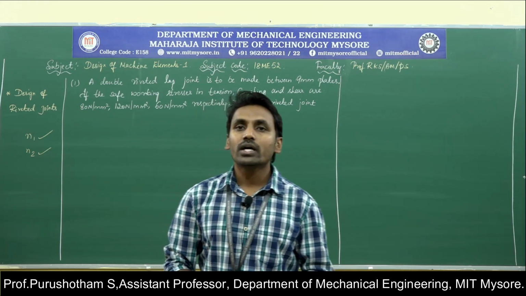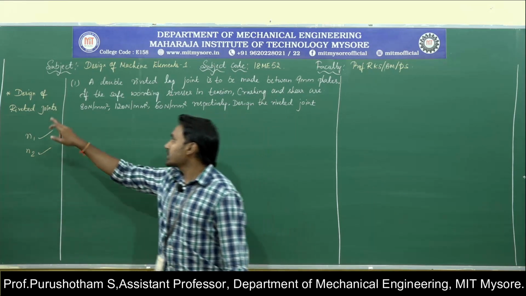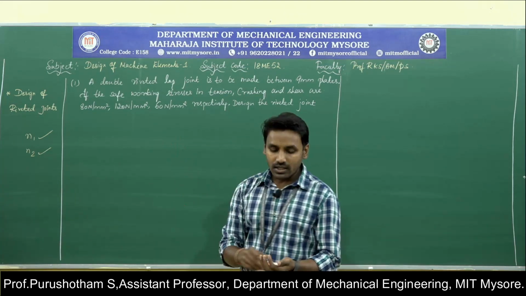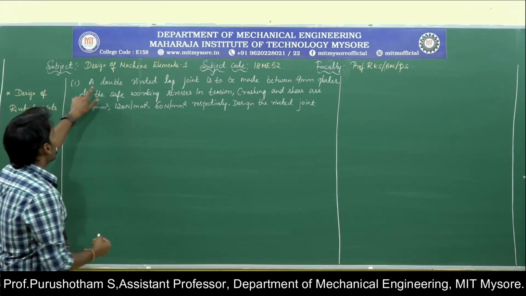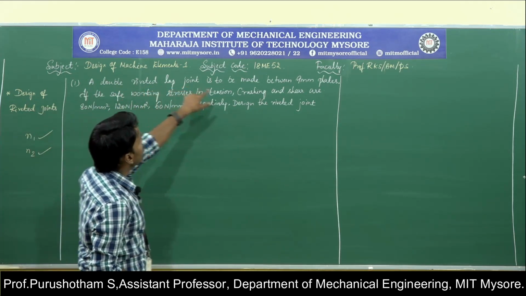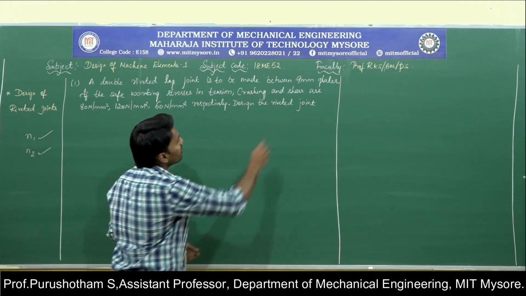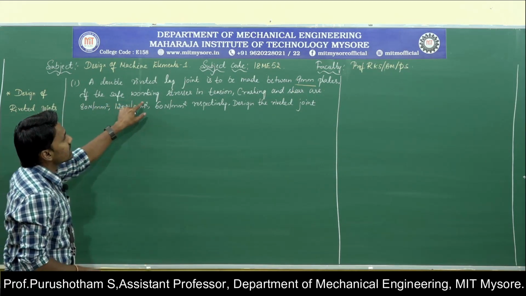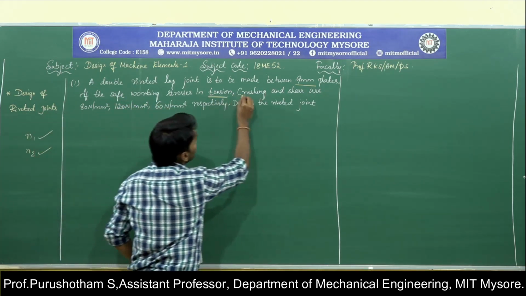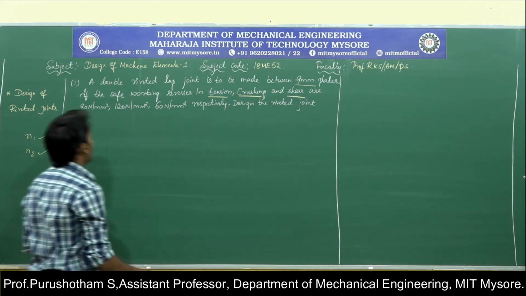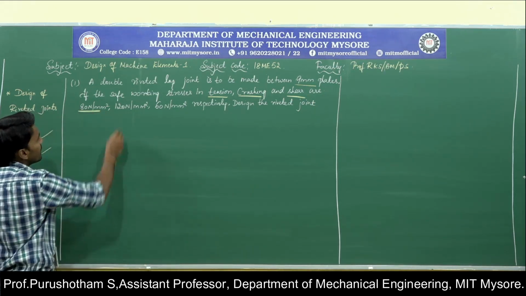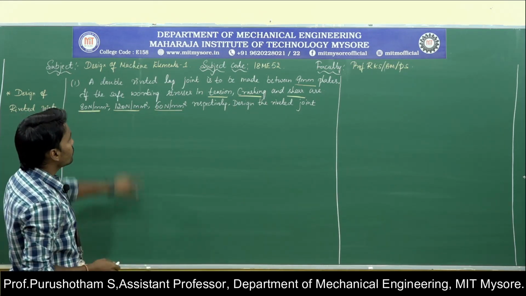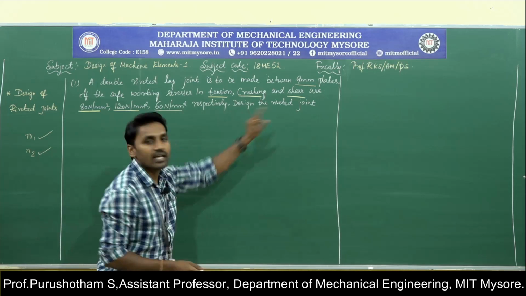So in this session we are going to design a riveted joint. For this I have taken this case. First I will read out this problem. A double riveted lap joint is to be made between 9 mm plates, and if the safe working stresses in tension, crushing and shear are 80 Newton per millimeter square, 120 Newton per millimeter square, 60 Newton per millimeter square. So for this respective case, we need to design a riveted joint.